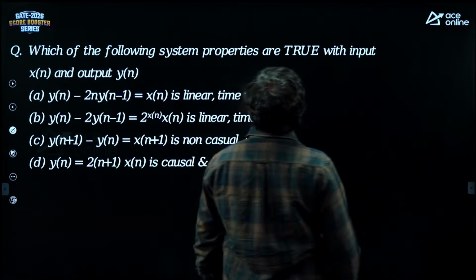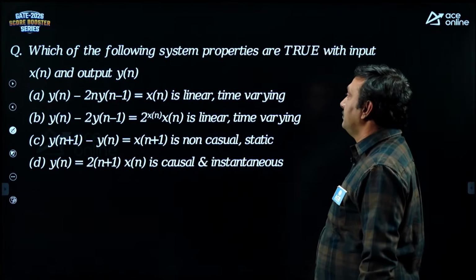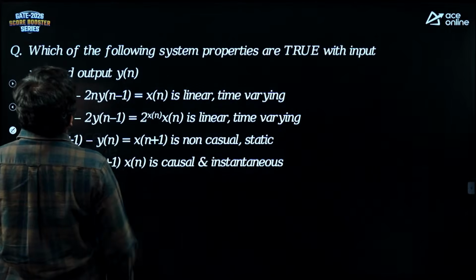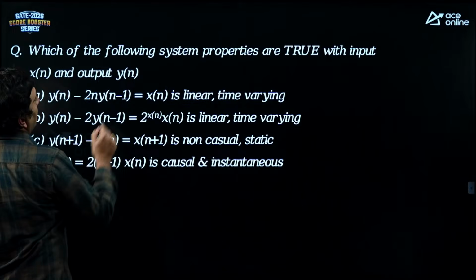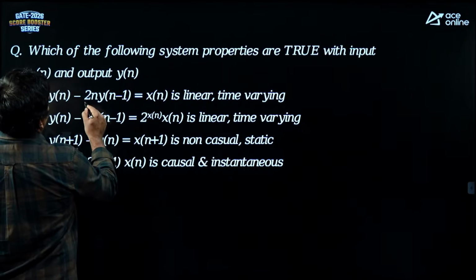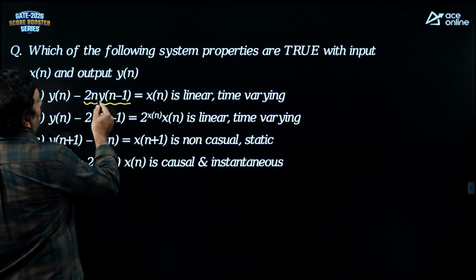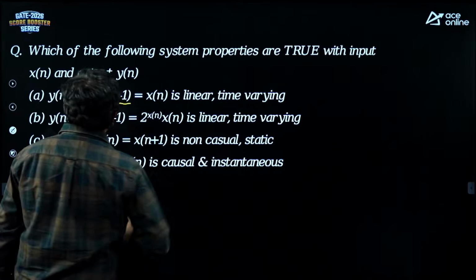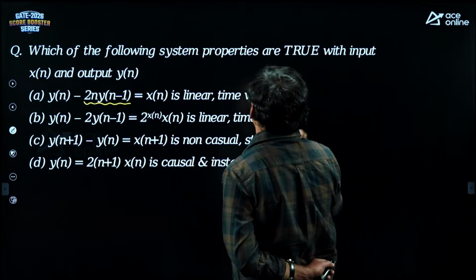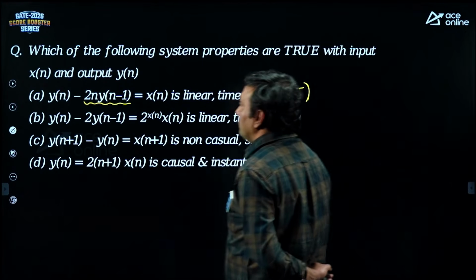Which of the following system properties are true with input x[n], output y[n]? What is the first expression given? y[n] minus 2n times y[n minus 1] equals x[n] is linear time varying. Of course, it is a time-variant system because for y[n minus 1] the multiplier is n. The coefficient is an external function of time. It is linear time variant, that is true.